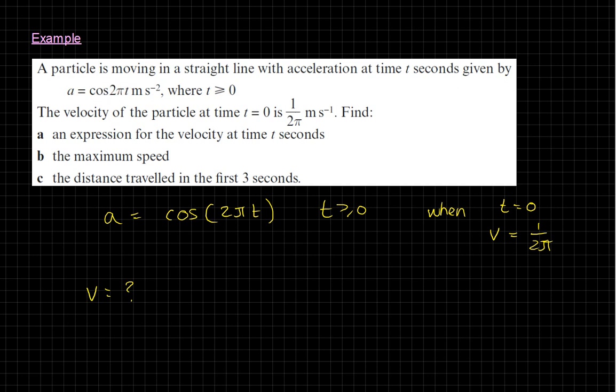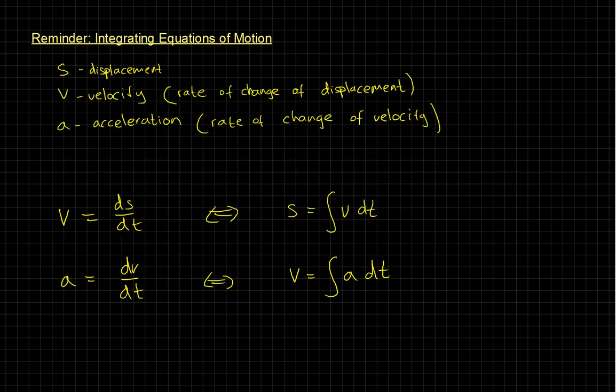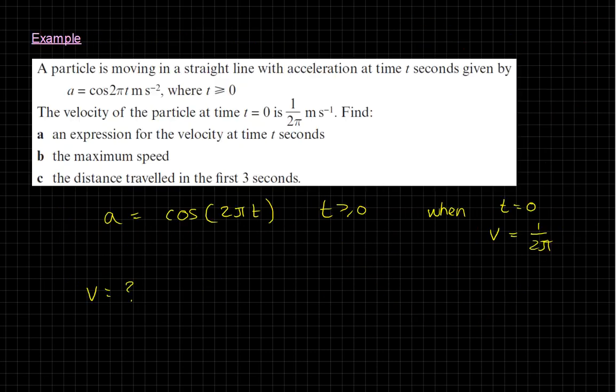So what am I going to do? I've got acceleration and I want velocity. If I go back, then this is the thing I want, right? Velocity equals integral of acceleration with respect to time. So let's use that. Velocity is equal to the integral of acceleration with respect to time. So that's equal to the integral of cos 2 pi t with respect to time.